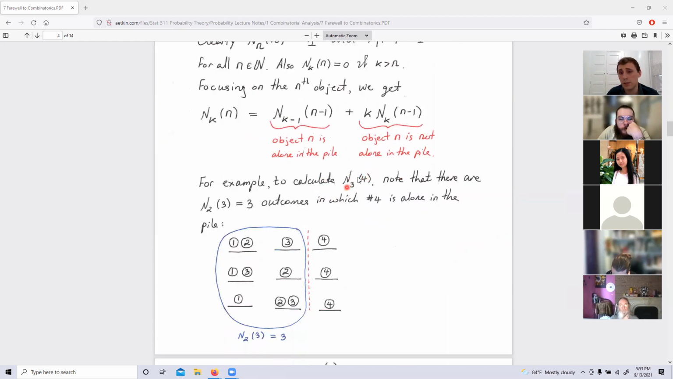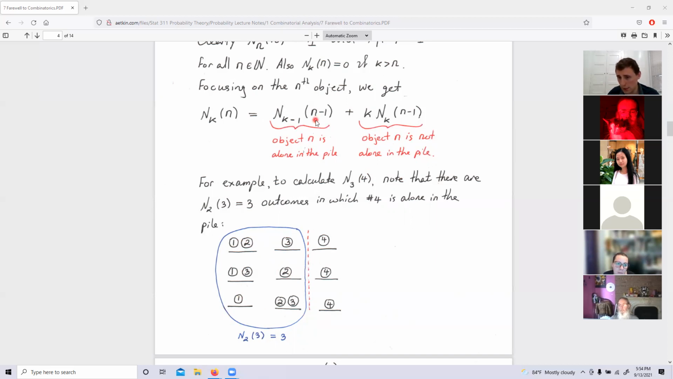So for instance, if I want to calculate for a smaller number, how to partition 4 objects among 3 piles, 3 groups, then I can do it as follows. I can first calculate based on this. I need to calculate n sub 2 of 3, this part. That's easy to calculate, because that means that Jimmy, the object number 4, is alone. So if he's alone, then we have either 1, 2, and the other lonely object is 3, or 1, 3, the other lonely object is 2, or 1 is the lonely object. You see, so it's easy to just calculate directly.